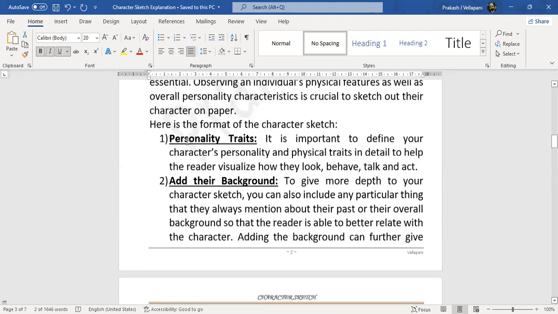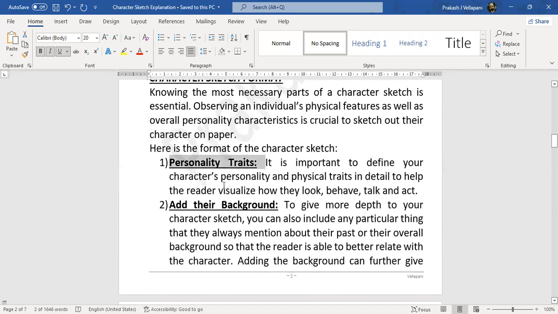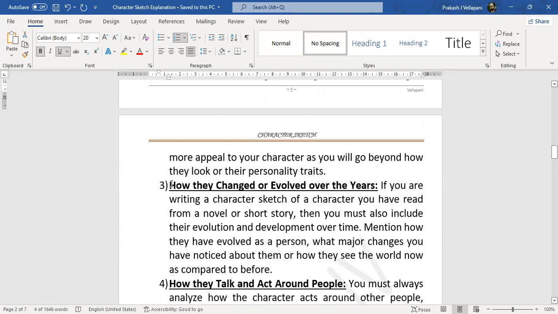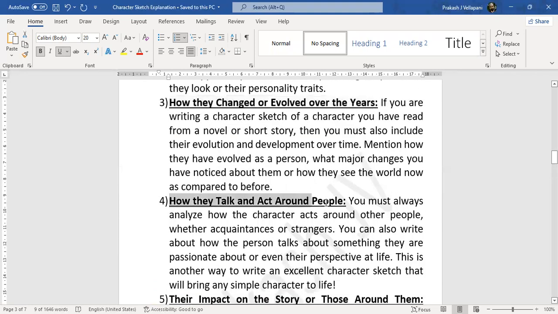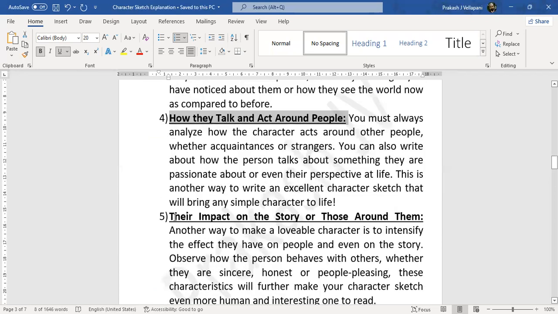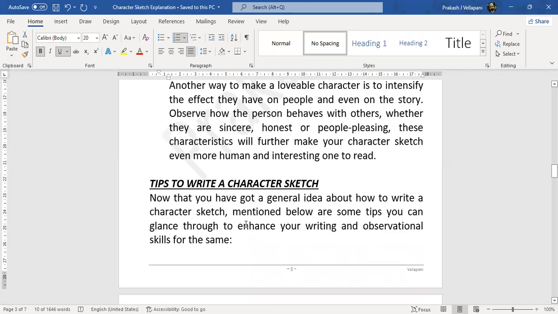These five points need to be kept in mind: personality traits, including the background of your character; how the character has changed or evolved over the years; how they talk or act around people; what impact they have on the story; and what impact they have on the people around them. That is basically what is needed when you write a character sketch.